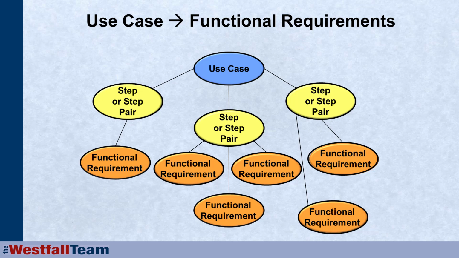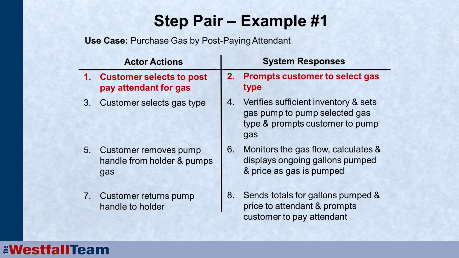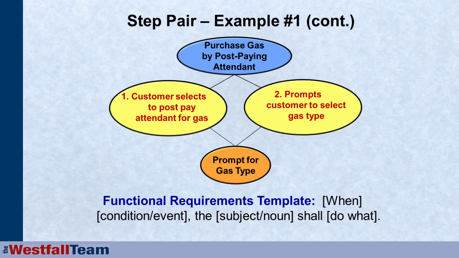Just to pick an example, let's take that first pair of steps. The customer selects to post-pay the attendant for the gas, and the system prompts the customer to select the gas type. If we take those two steps, we want a functional requirement to address this, but it's a good starting point. I see many requirements that say, go do this, but it doesn't tell you under what conditions or when. So the developers are confused. They don't know how this all fits together. So I always put a when.